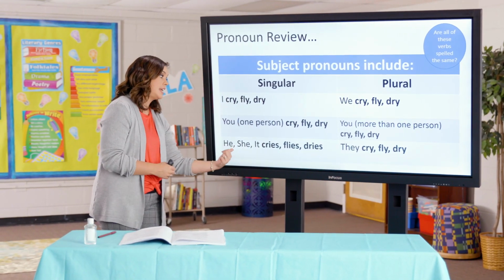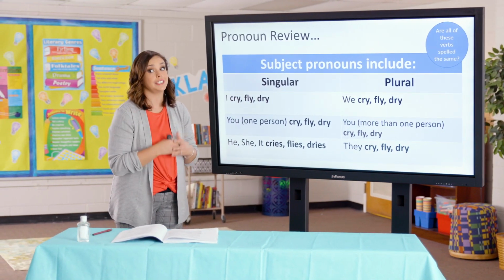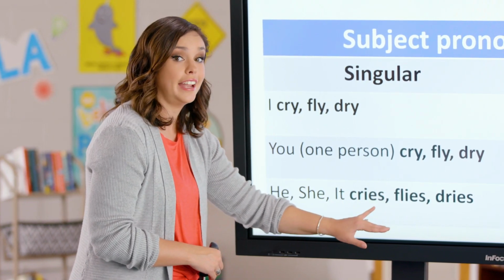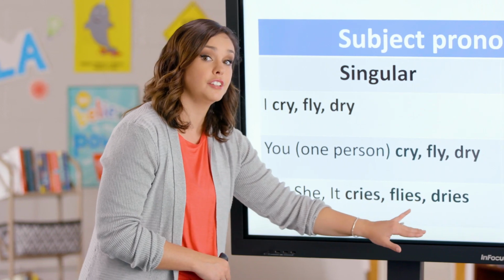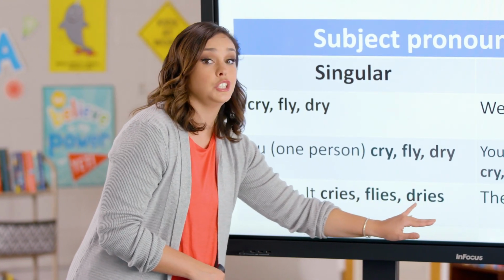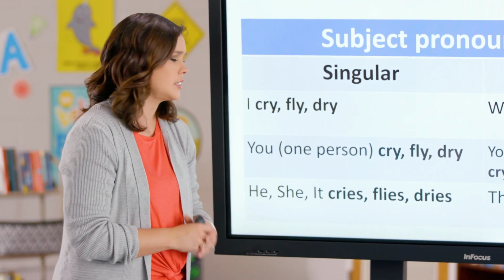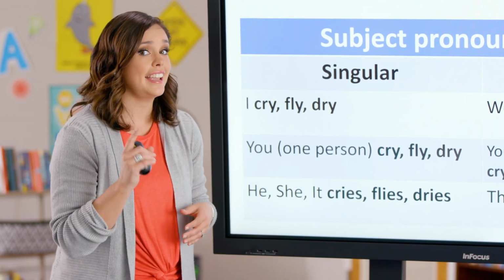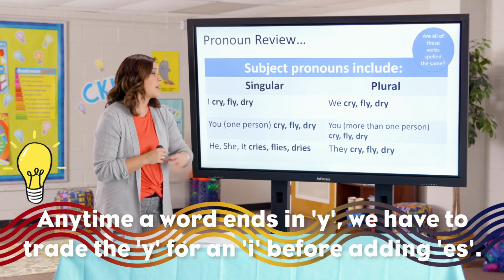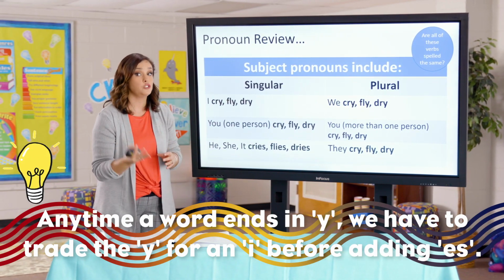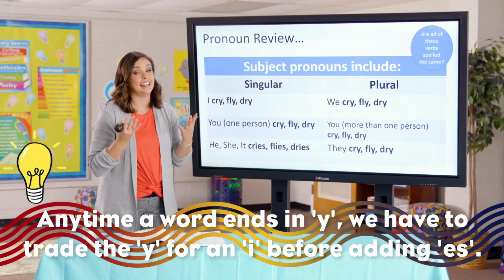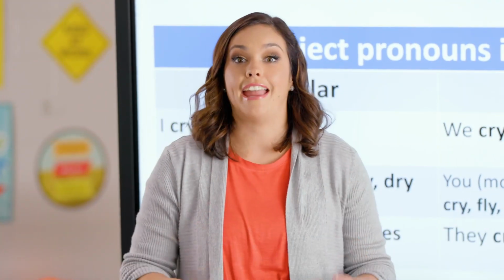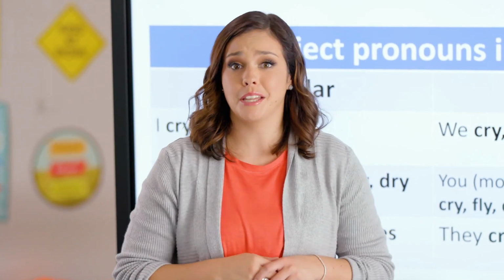But notice he, she, it, the form changes again. So the verb changes from cry to cries, and fly to flies, and dry to dries. And notice the suffix. What is the suffix in each of these words? Right, ies. Remember, anytime a word ends in y, we have to trade the y for an i before adding es. Nice job. All right, we have learned so much about subject-verb agreement.